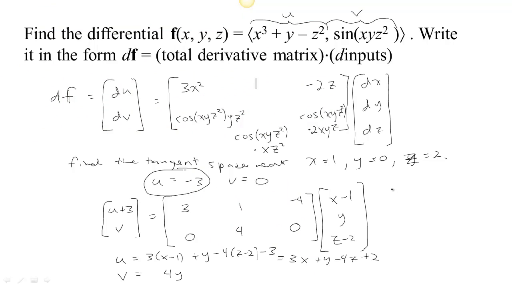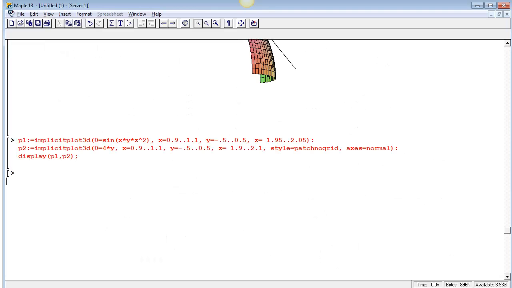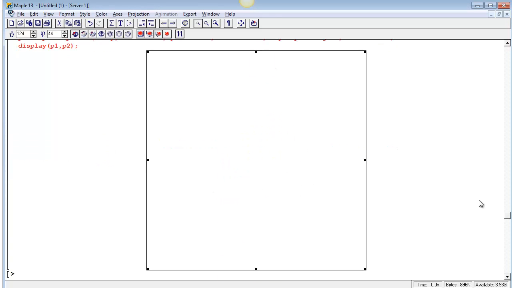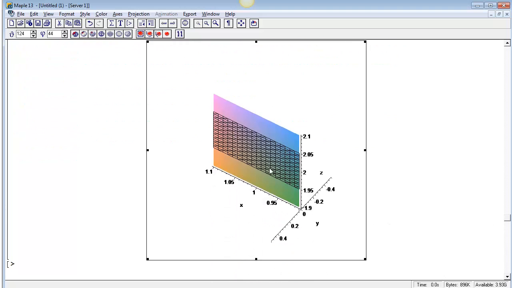If we compare this nonlinear equation v equals sine of xyz squared to the linearization v equals 4y, again we could look at level sets. Since these are functions with 3 inputs and one output, we could look at the level set where v is equal to 0. So we could plot 0 equals sine of x times y times z squared, and 0 equals 4y. I set that up in Maple. If we do that, we can see they both give this plane where y is equal to 0.